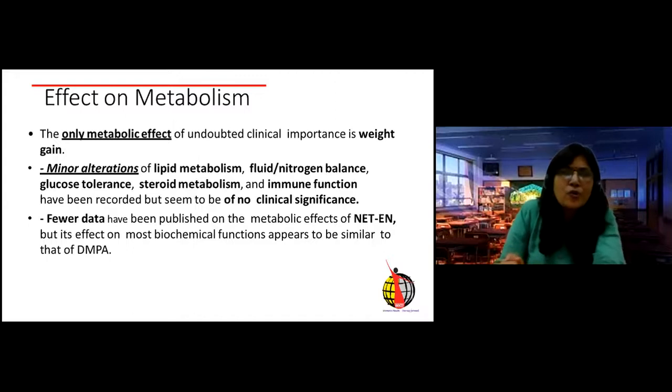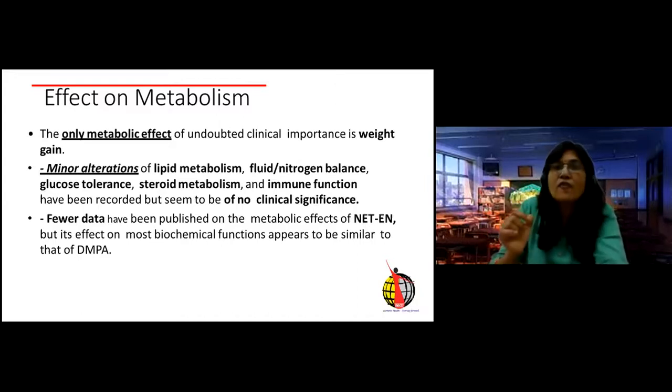The next question is, is there any effect on metabolism? Like we have talked about with OC pills, as you may have heard yesterday, the only metabolic effect of clinical importance is the weight gain. There are minor alterations in lipid metabolism, the fluid and nitrogen balance, steroid metabolism, and glucose tolerance. So those who have long-term, uncontrolled diabetes mellitus are not advised to use the injectable.